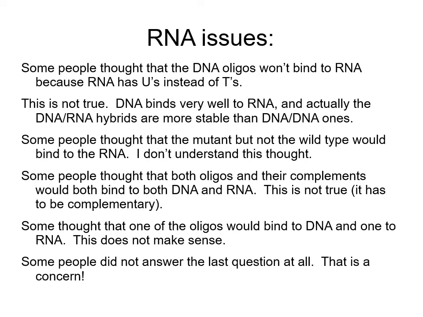Okay, some people thought that the DNA oligos wouldn't bind to RNA at all because of the use of a set of Ts. That's not true, that RNA-DNA hybrids form perfectly well and are actually more stable than DNA-DNA ones. Some people thought that the mutant but not the wild type would bind to the RNA, and I'm not sure why. I didn't understand why people were writing that, so if somebody would like to explain that to me, I'd appreciate it. But that's not true.